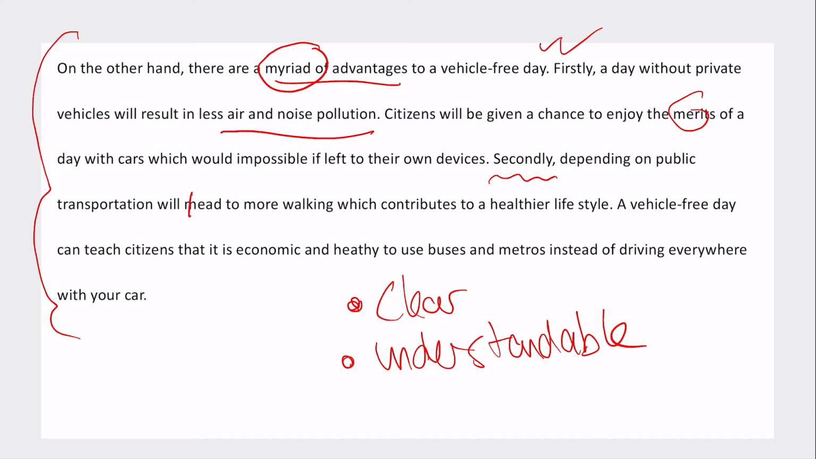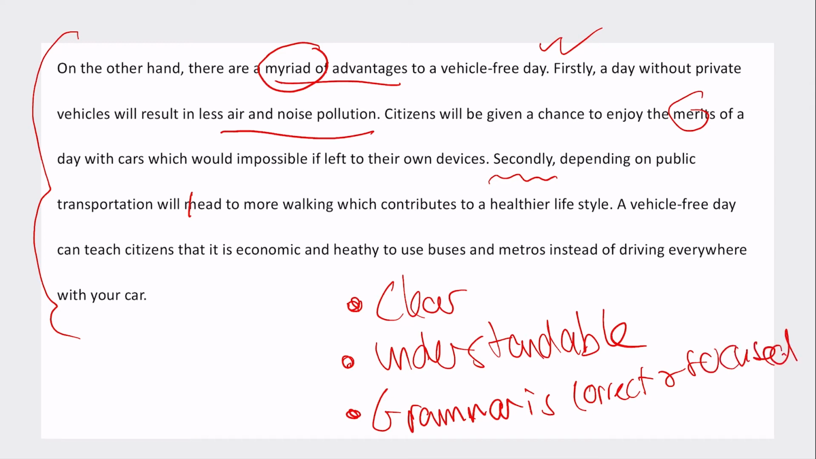It's because it's clear, it's understandable, and the grammar is correct and focused. I can clearly follow the logic. I can clearly follow their argument. And so that gives a much better impression than when candidates try to use complex grammar, or try to use complex vocabulary that they are not confident in using.